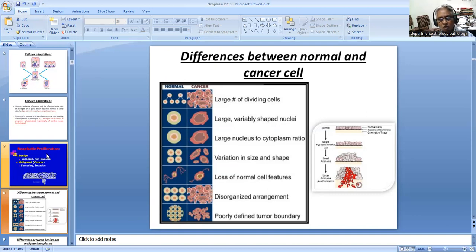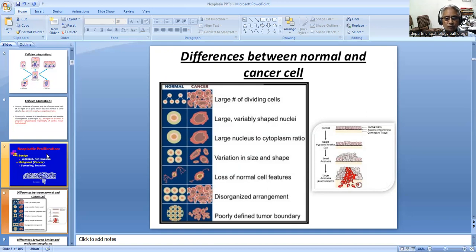Normally, in the normal cell, the ratio between nuclear and cell size is 1:3, so the cytoplasm is three times the size of the nucleus. But in the case of malignant cells, there is a reversal of this nuclear cytoplasmic ratio. It means the size of the nuclei becomes large and it is occupying a large area of the cell.